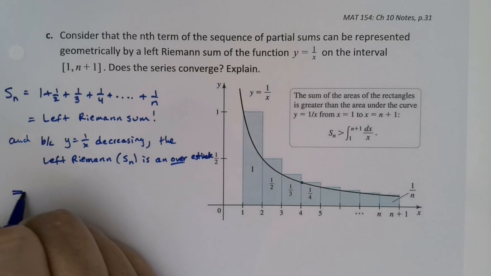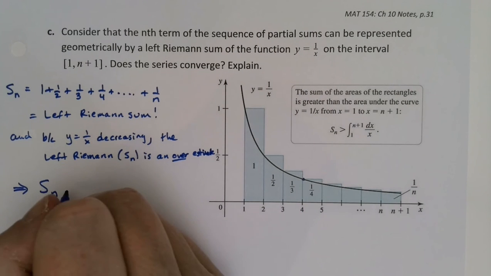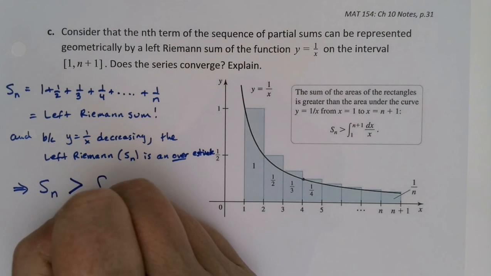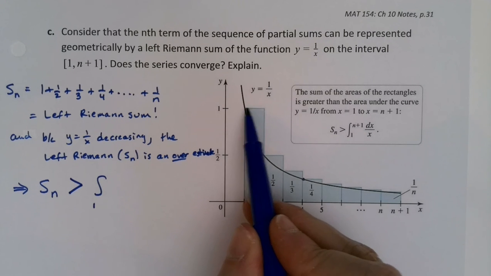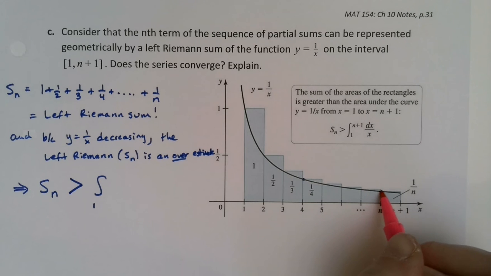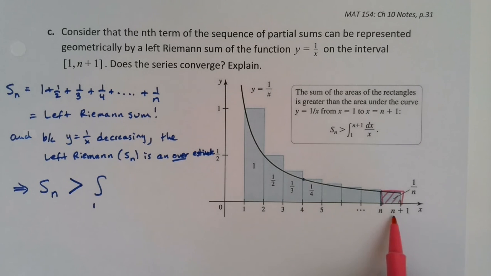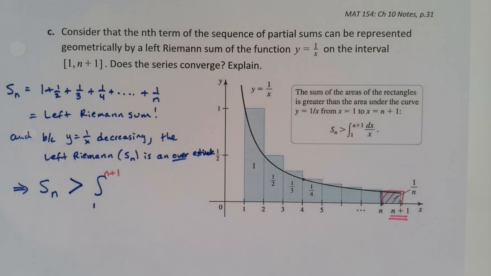Okay, so that means that those Riemann sums, that partial sum, is larger than the integral from 1. Riemann sums start here and they go over. So if I want that nth partial sum, that would be adding up this rectangle right here. And that rectangle is right there, and it ends at n plus 1. So the integral goes not to n, but to n plus 1.